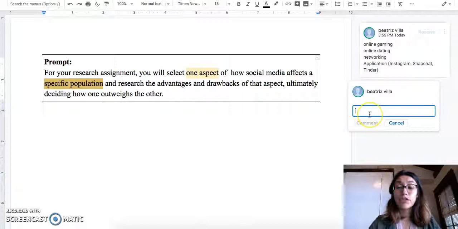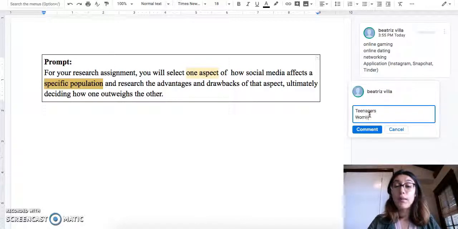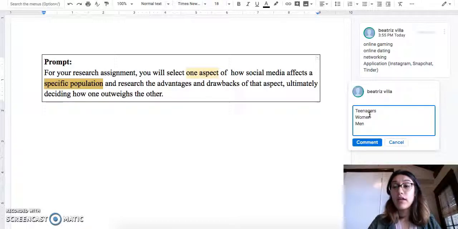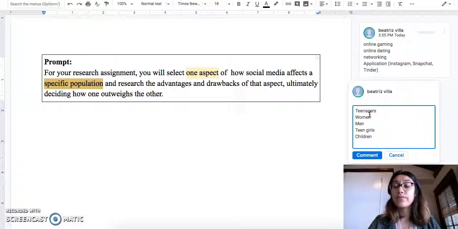So a population could be teenagers in general, women, or just men. I've had students write on teen girls. Children is a popular one as well.